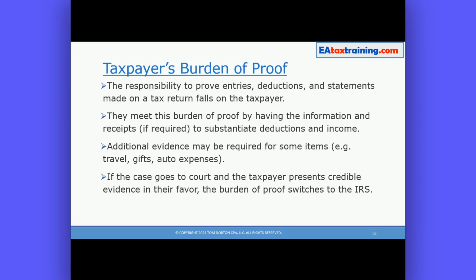Burden of proof. It is the taxpayer's responsibility to prove all entries on their tax return, whether it's income, deductions, or other statements. It's the taxpayer who has the burden of proof for all of those items. And some things, of course, have additional requirements, such as travel expenses, auto expenses, gifts, etc. However, if the case ends up going to court and the taxpayer does present credible evidence in their favor, then at that point, the burden of proof switches to the IRS.